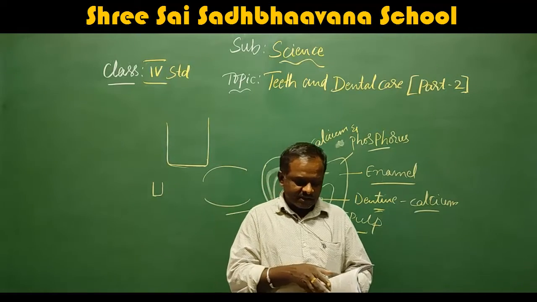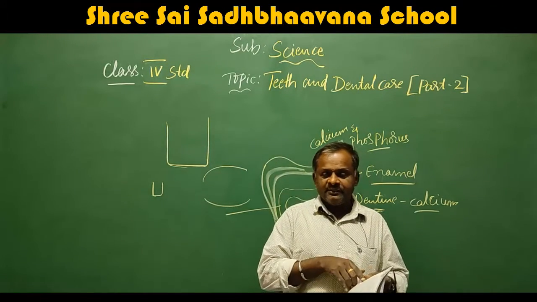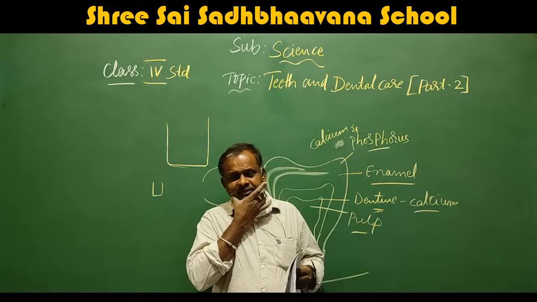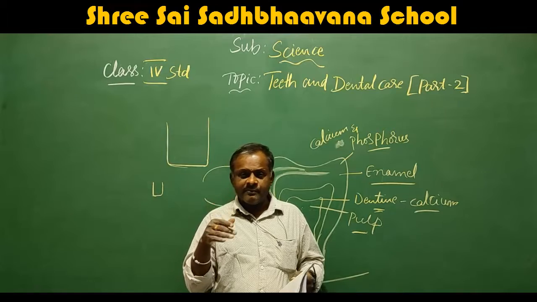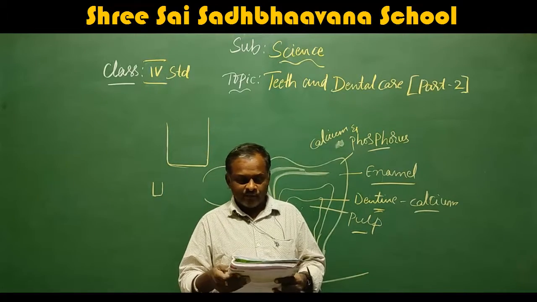Overcrowded is what we call crowded. Here they have given crowding, which means overcrowded. Here there is place for 24 teeth. Some teeth are bigger in size, so there is no place for them to grow, so they are removed.